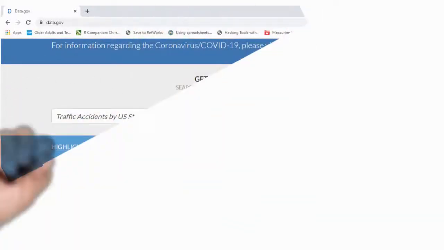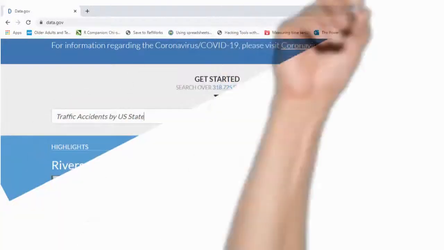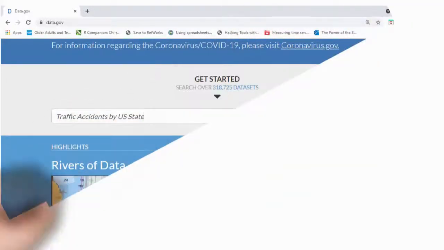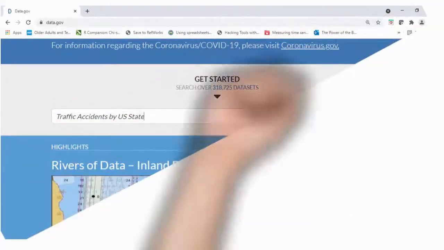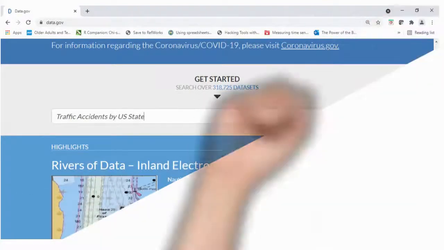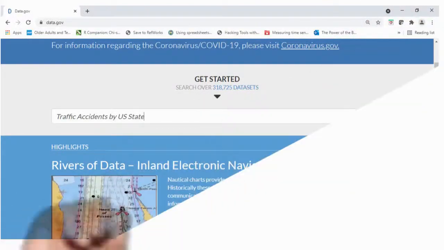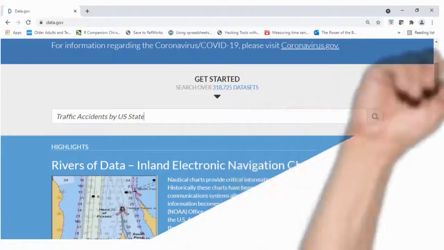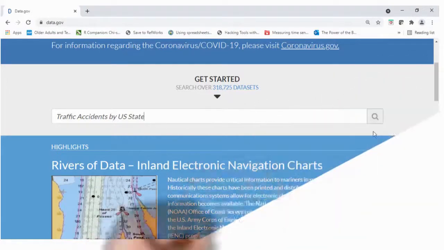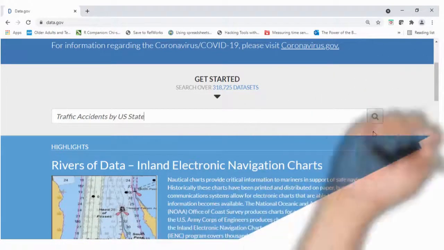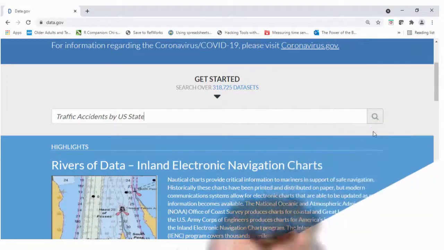So this is what the data.gov website looks like, what they call the splash screen, whenever you come in. You'll notice I put in the search area "traffic accidents by US state." Again, I'm trying to figure out what question I'm trying to answer. Right now the question is basically: what's my chance of having a traffic accident, period? So I figured I'd do that as my first place to go.